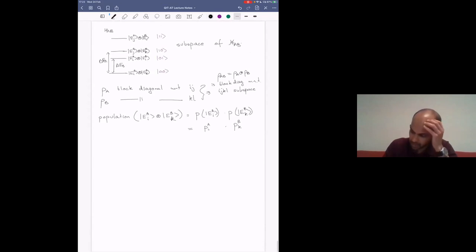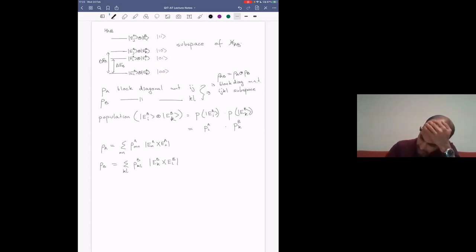Okay, it's worth doing this in detail. I know that I can write rho A in terms of the energy eigenstates of A, as the sum over MN of rho A MN, EMA ENA. And rho B as the sum over KL of rho B KL, EKB ELB. The diagonal elements here, rho NN, I call PN by definition, and rho KK I call PK by definition.